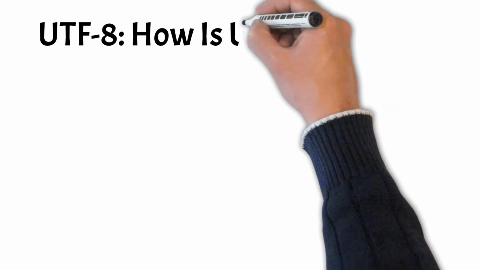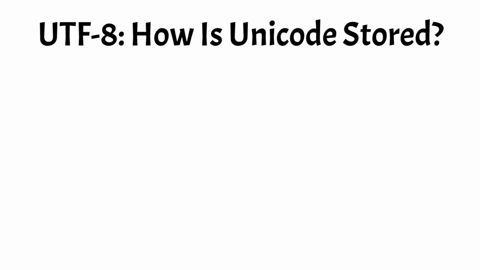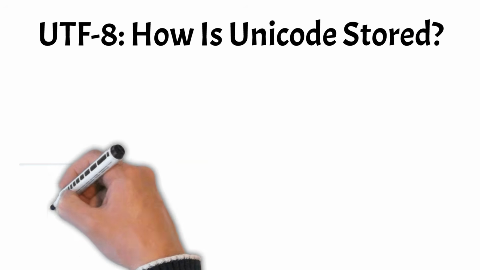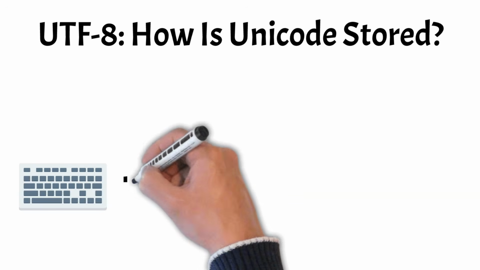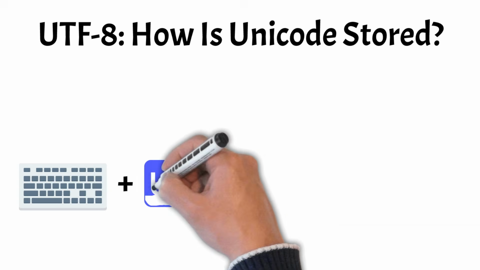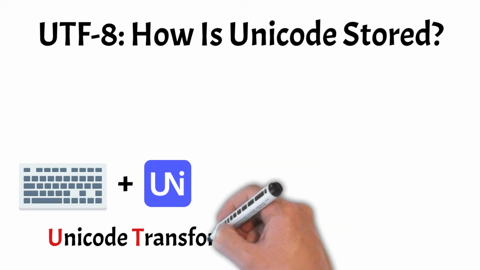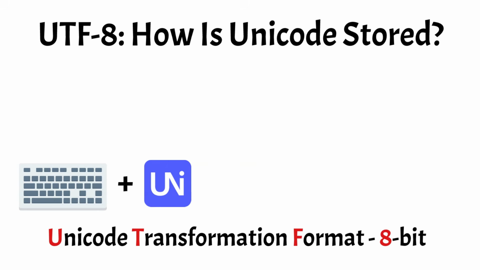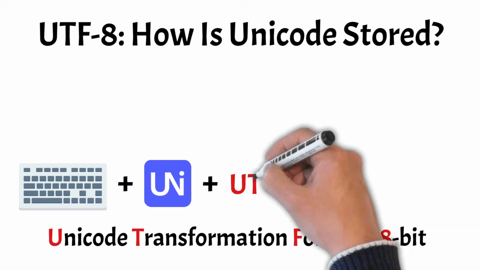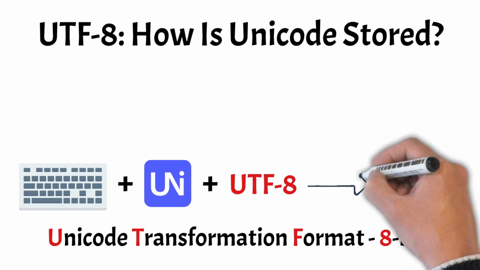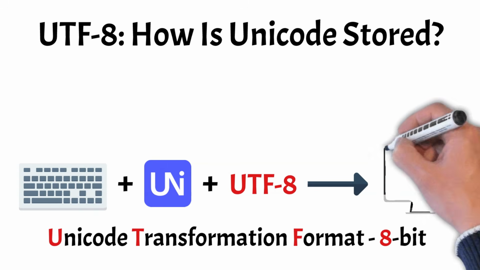So far, we've seen how Unicode defines characters in a universal way. But defining characters is only part of the solution. Computers still need a way to store them. UTF-8 is the encoding that makes Unicode usable on real computers. While Unicode defines characters, UTF-8 defines how those characters are stored as bytes.